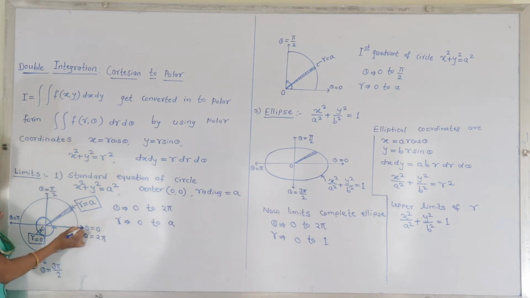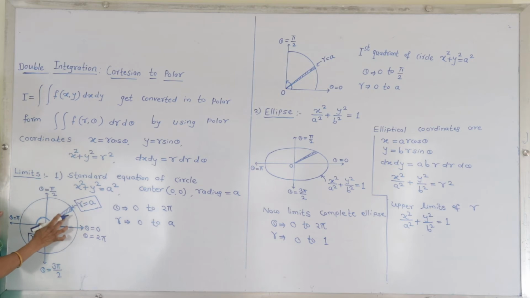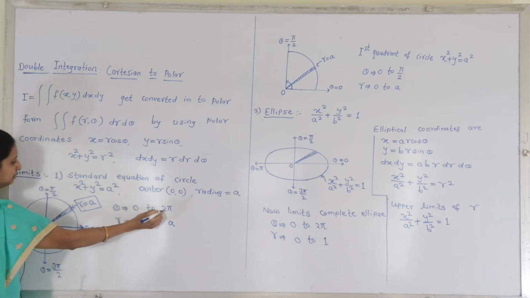Then the lower limit of theta is 0. Rotation is starting from theta equal to 0, and the strip will complete the rotation to cover this total region. This total angle is 2 pi, that is 360 degrees, and therefore the limits of theta is from 0 to 2 pi.